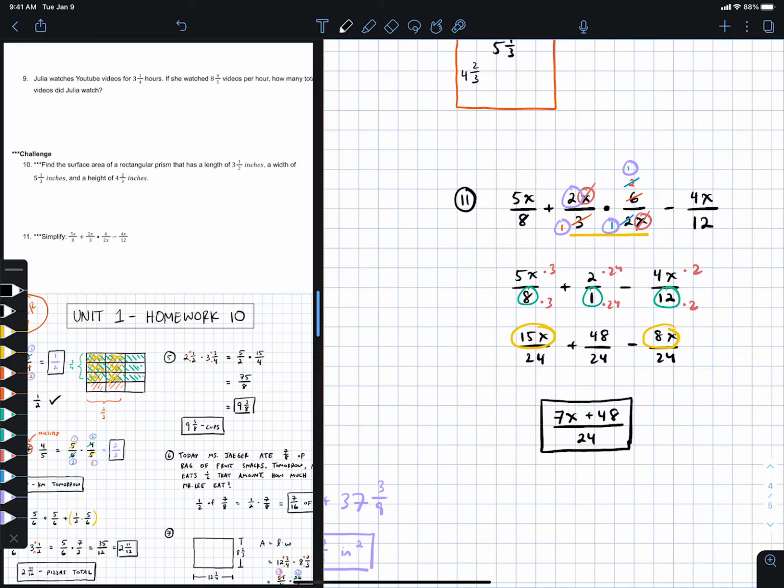All right. So there you have all 11 problems, including the challenge problems, and hopefully you feel a little bit better about multiplying fractions overall and applying your understanding of it to some application word problems, as well as drawing a model or two here or there as well.